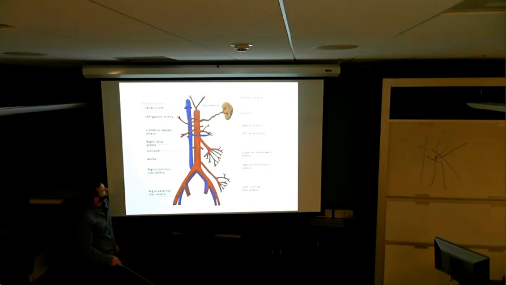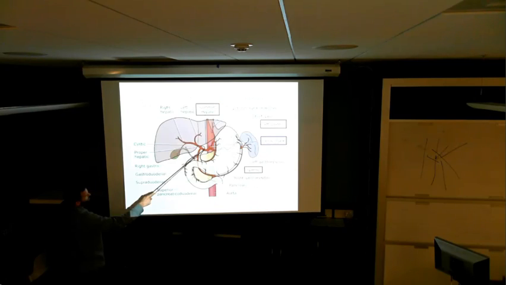And so the third branch of the celiac trunk is the common hepatic. Okay. And then here's that superior mesenteric artery, and it just goes and feeds the mesentery, which feeds the intestines and all that kind of stuff.